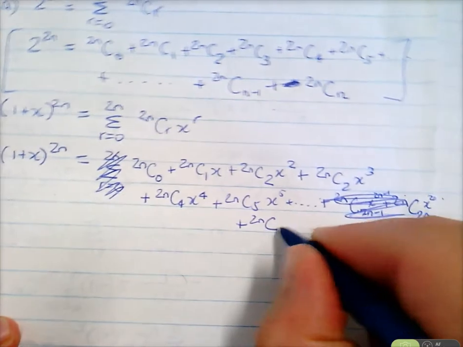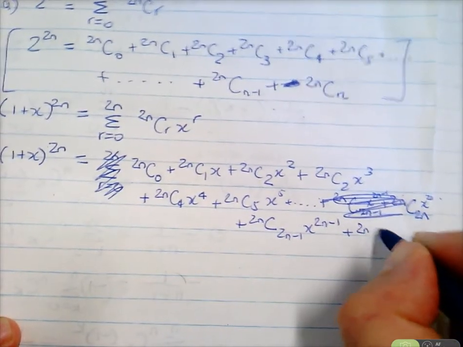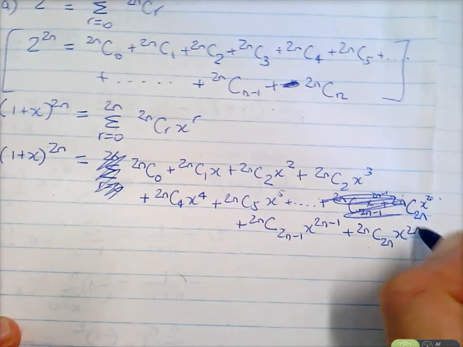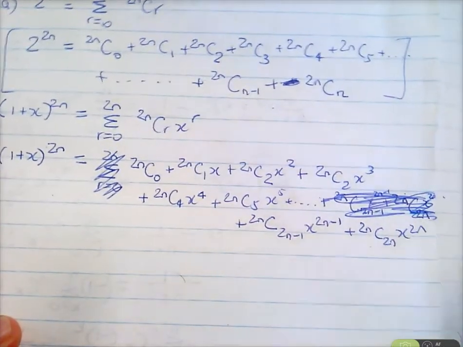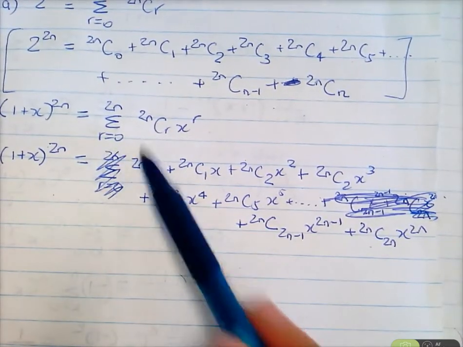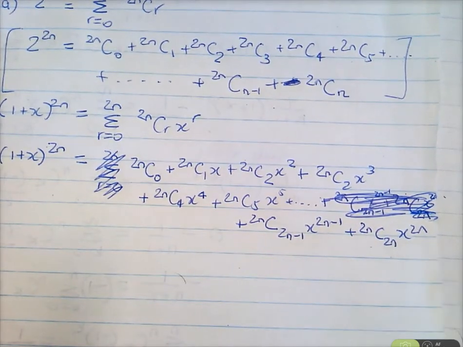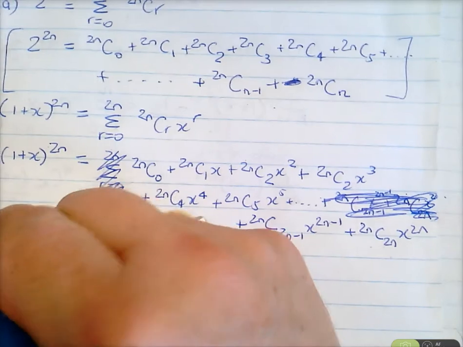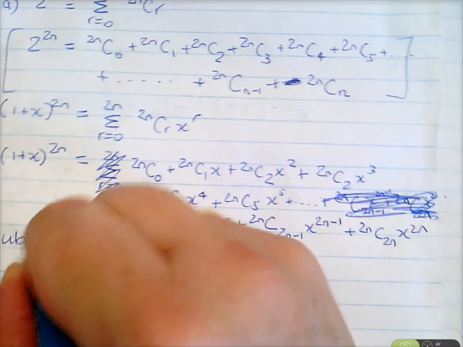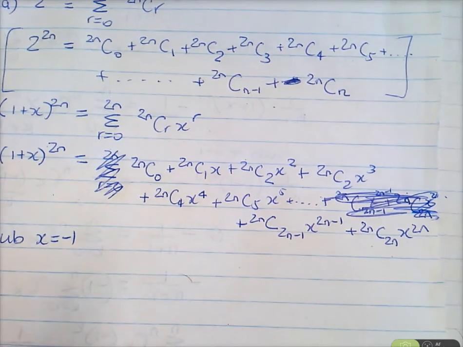plus 2nC(2n-1) x^(2n-1) plus 2nC(2n) x^(2n). That's what that says. Sorry, it's very messy. So basically it's from 2nC0 up to 2nC(2n) x^(2n). Now, if we substitute x equals -1 into both sides, that is the only way that we're going to be able to double up on either the odd or the even terms. That's the only way you can do it.